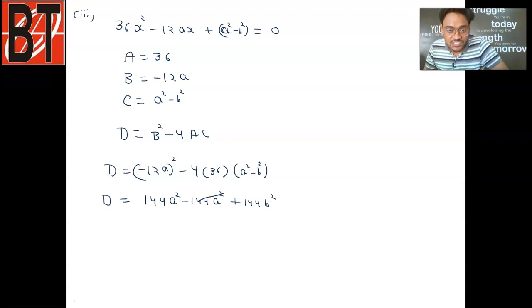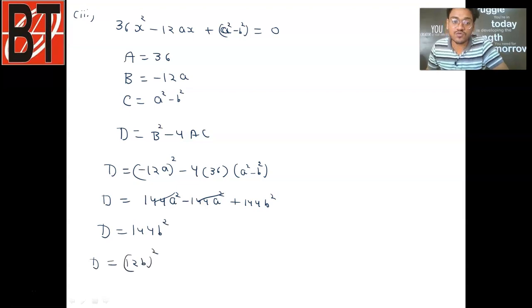So students, what happened? This 144a square will get cancelled out. So the value of D is 144b square. Students, can I write this as a perfect square, 12b whole square? Can you observe, students? 144 is nothing but the square of 12. So yes, I can write D as 12b whole square. So here D is a perfect square. Since D is a perfect square, what are we going to get? We are going to get rational roots.